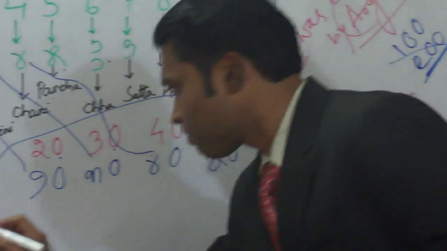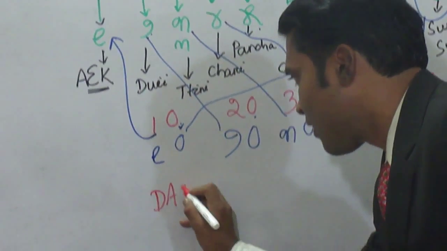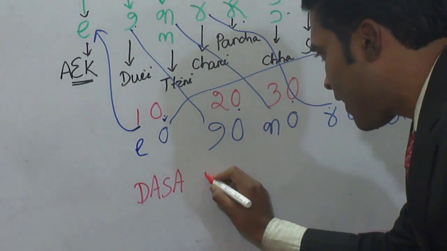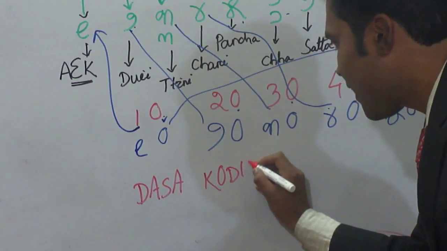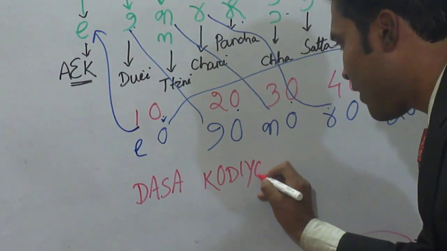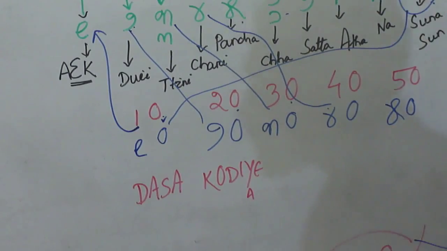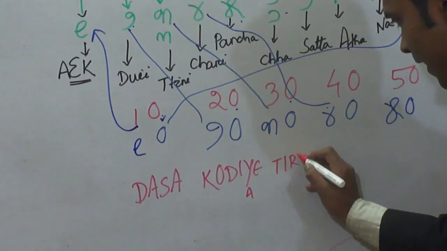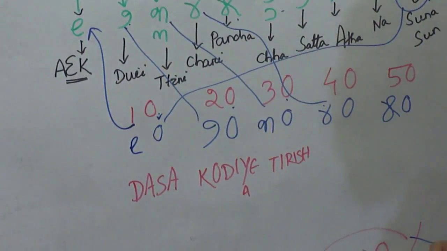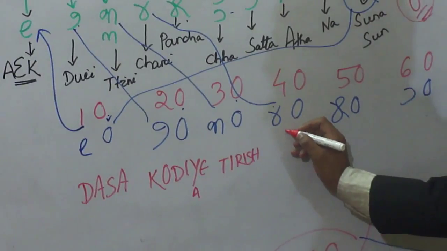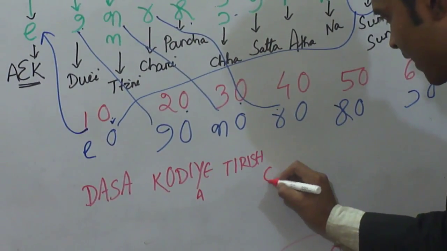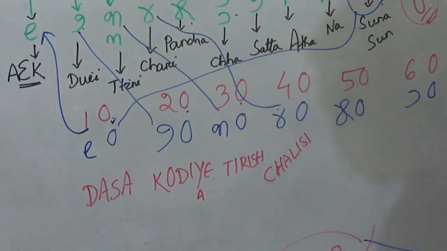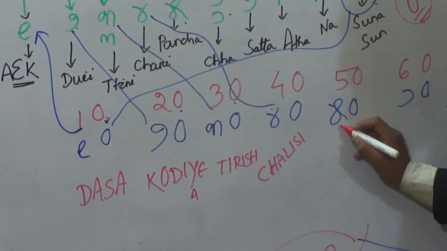You just see. This is called Dasa or Das. This is Kodiye, K-O-D-I-Y-E, Kodiye. This wala Tirisi, T-I-R-I-S-I, tirisi. This wala, chalisi, 40, so I can write C-H-A-L-I-S-I, chalisi.